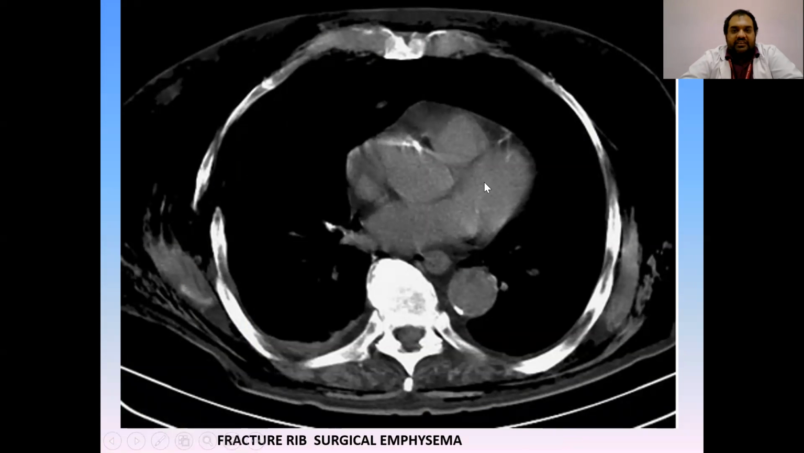In this section of the CT showing the fractured rib, which is leading to the surgical emphysema.